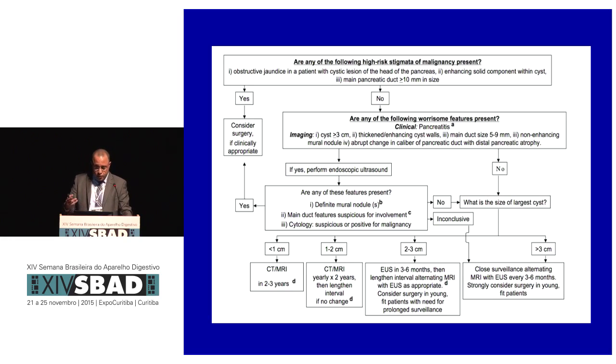If these are not found, then we look at the worrisome features that we talked about: the thickened wall, a solid component that's non-enhancing, and a dilated duct, but not to the degree of 10 millimeters. If these are found, then we perform EUS. If EUS rules out any worrisome features, or if these worrisome features were not found even before we did the EUS, then we put the patient in a surveillance program. If EUS confirms high-risk features, like a mural nodule that turns out to be a cancer, then we send these patients to surgery.